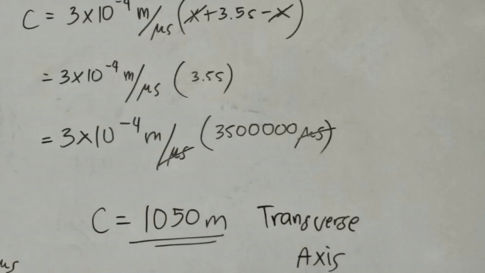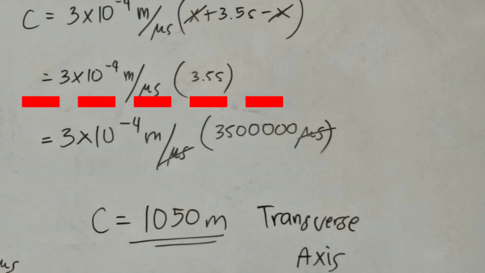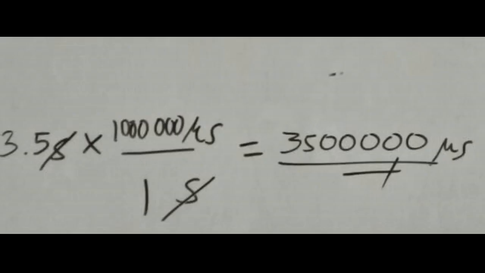After substituting, the constant is equal to 3 times 10 raised to negative 4 meters per microsecond multiplied by (x plus 3.5 seconds minus x). Since it is T1 minus T2, x will be removed, leaving 3 times 10 raised to negative 4 meters per microsecond multiplied by 3.5 seconds. Since the speed ratio has the unit of microsecond, we will convert the time into microseconds. 3.5 seconds multiplied by 1 million microseconds over 1 second will leave you 3.5 million microseconds.